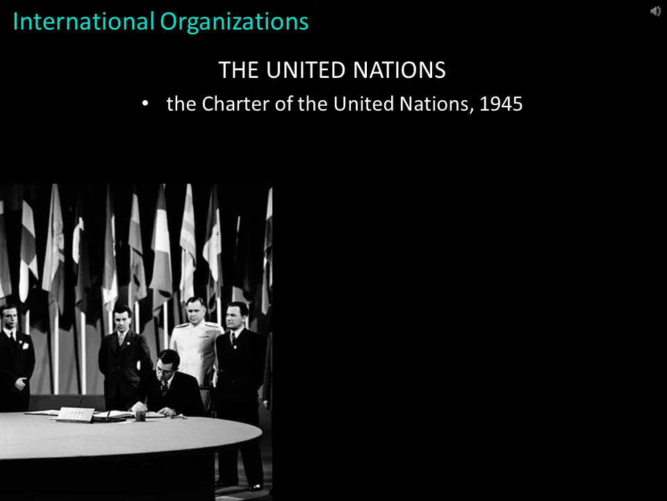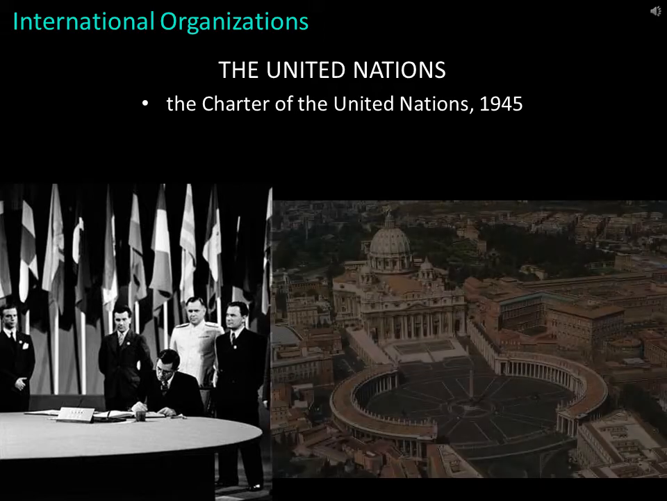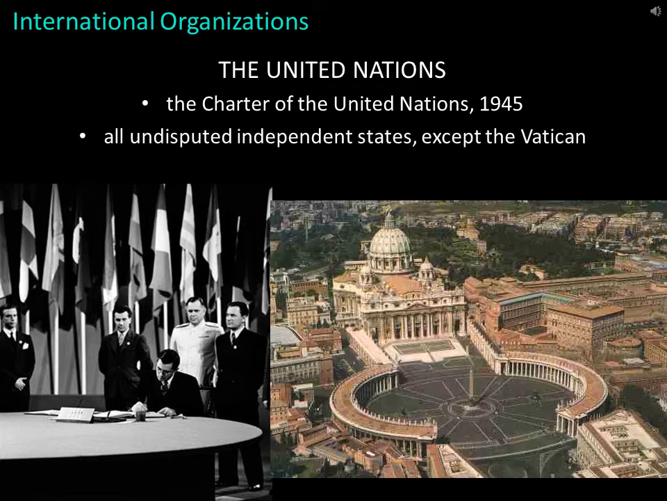The only notable exceptions are Taiwan, excluded due to the objections of China, which claims it as part of its own territory, and the Vatican, due to its unique status as a city-state within Italy. The Charter of the United Nations includes specific statements of the founding principles of the UN, including the prohibition of the threat or use of force against another member and the goals of maintaining international peace and security, developing friendly relations among nations, solving international problems, and promoting respect for human rights.